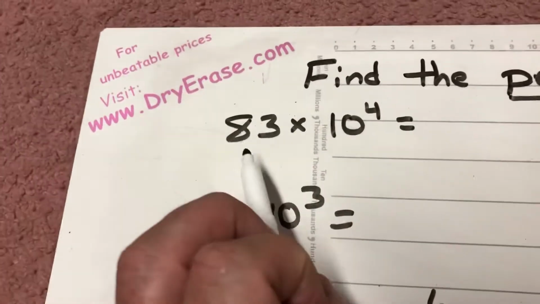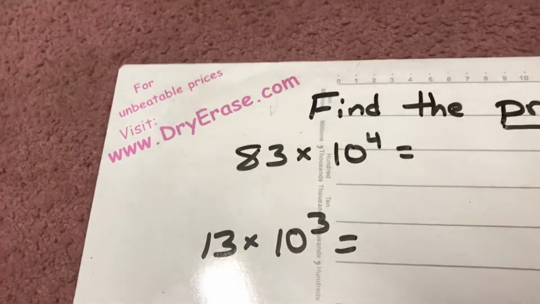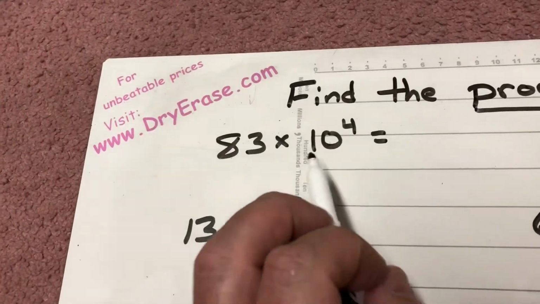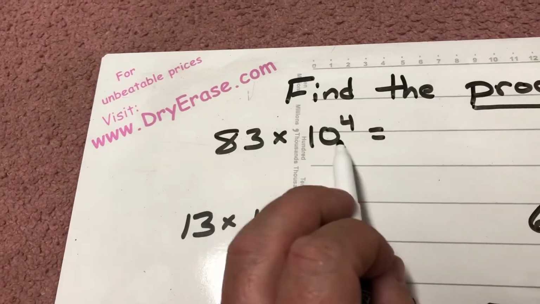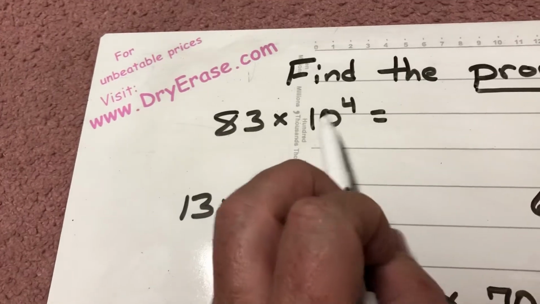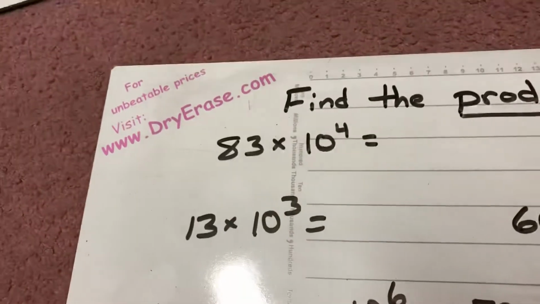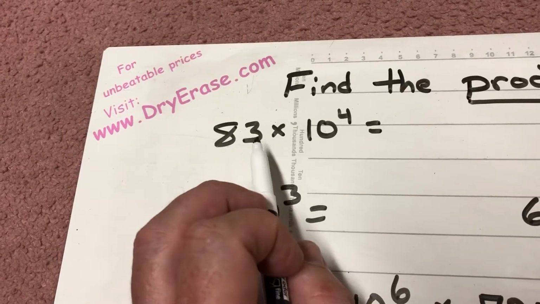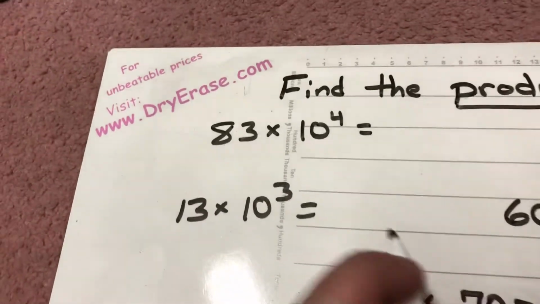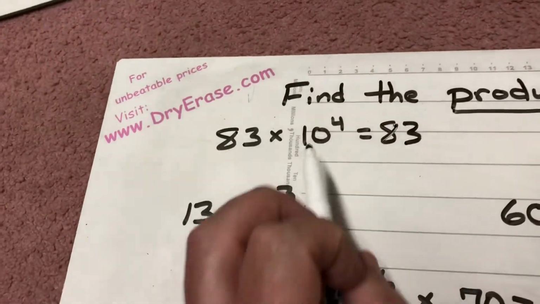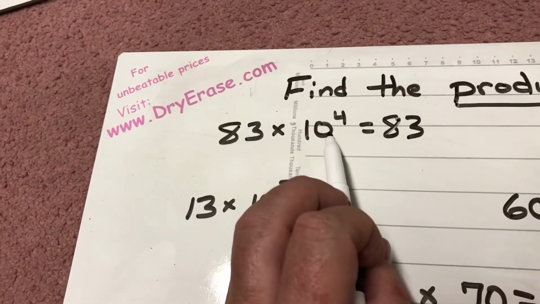Let's look at this first one. 83 times 10 to the power of 4. Well, we want to remember that 10 to the power of 4 is a 1 with 4 zeros after it. We've talked about that before with exponents. So I want to first think to myself, well, 83 times 1. Well, I know that 83 times 1 is 83. But this number isn't 1, it's 1 with 4 zeros after it.